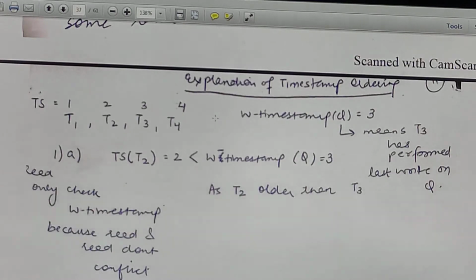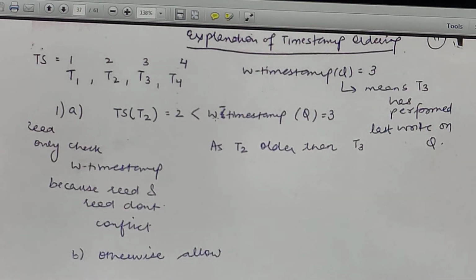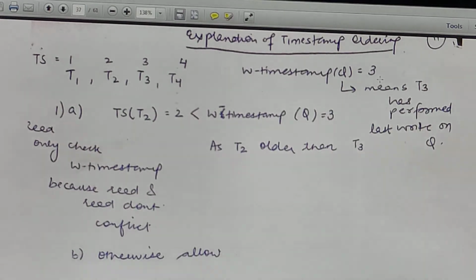Now let's understand this timestamp ordering algorithm using an example. Suppose I have 4 transactions in my system, that is T1, T2, T3, T4 with their respective timestamps, that is 1, 2, 3, 4. Suppose the W timestamp of Q is currently 3, it means T3 is the transaction with the largest timestamp which has successfully performed the write operation on Q.